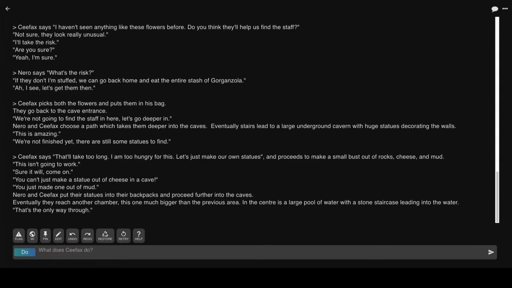Nero and Cefax put their statues into their backpacks and proceed further into the caves. Eventually, they reach another chamber, this one much bigger than the previous area. In the center is a large pool of water with a stone staircase leading into the water. That's the only way through. Ooh, I like this. It's quite atmospheric.